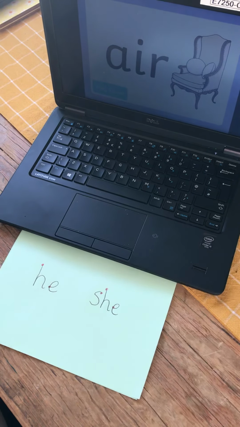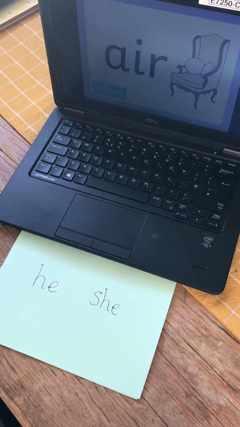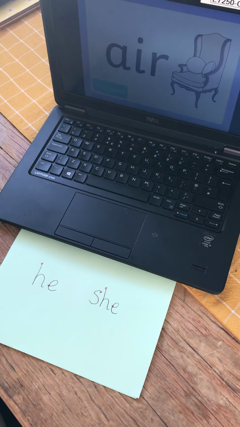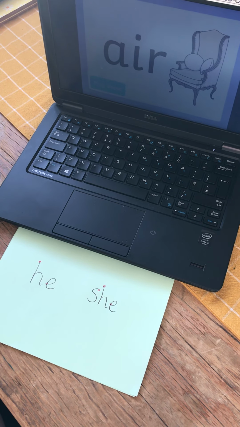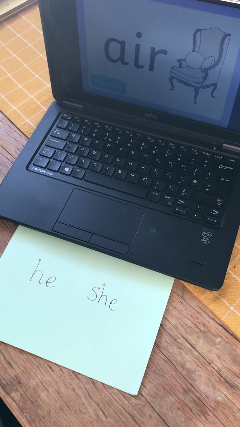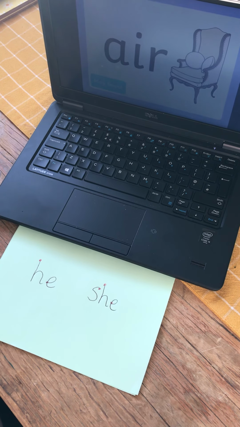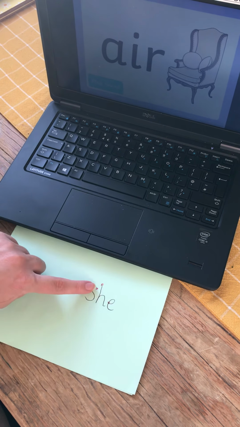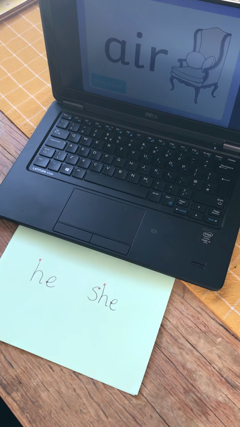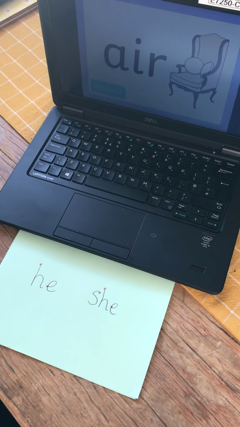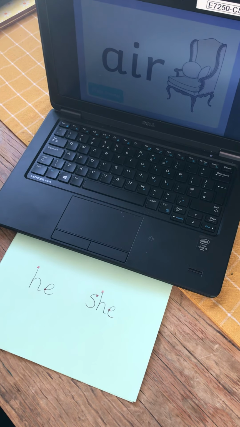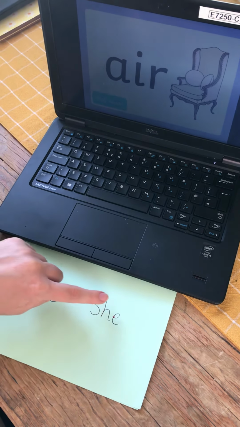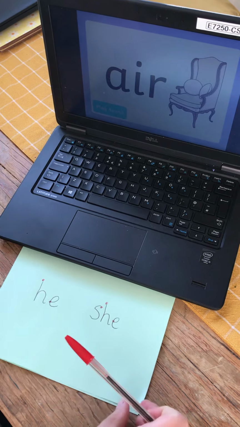So, in handwriting, he and she are 2 of our phase 3 tricky words. Handwriting, they can practice their letter formation using these tricky words, making sure they've got a clear starting point. And again, I've attached a document on the website just to give you a helping hand on where all the starting points for the letter shapes are.